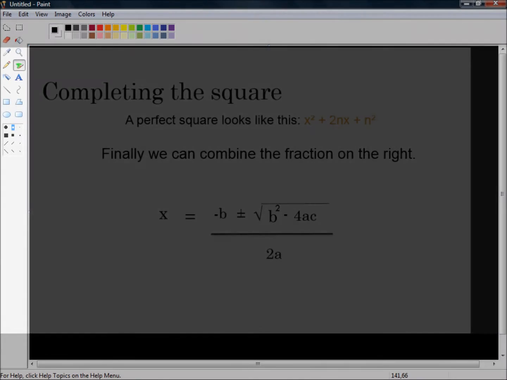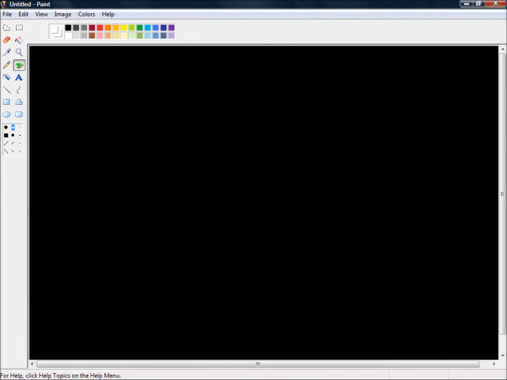Okay, well, so much for the theory. Let's have a go at putting this into practice. Let's take something like x squared plus 2x plus 1 equals 0.